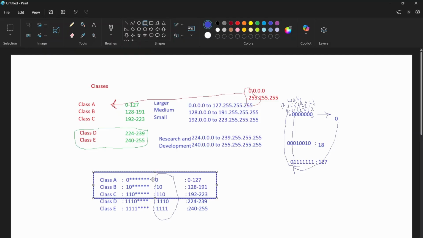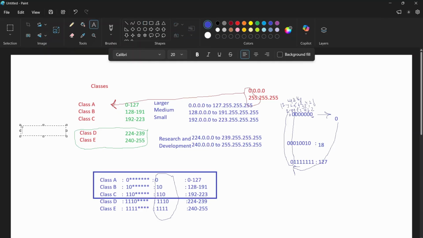Okay, fine. So now in this class A, class B, class C, we will have private IP addresses and public IP addresses.